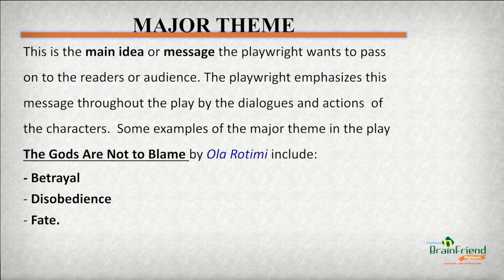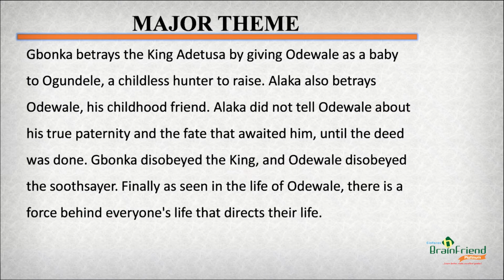Now let's take a look at some examples of the major themes in a play. In the play The Gods Are Not to Blame by Ola Rotimi, we have themes like betrayal, disobedience, and fate. We can see betrayal in two parts. In the first character, Baba Fakunle. Sorry, Gbonka. Gbonka was instructed by King Adetusa to kill the baby Odewale, but he betrayed the trust of the king and gave Odewale to a hunter who needed a child.